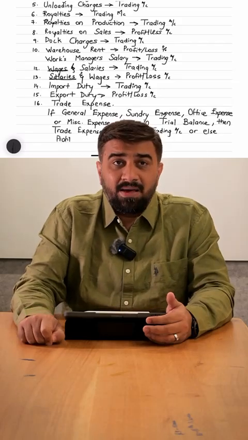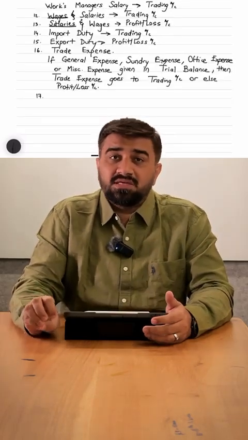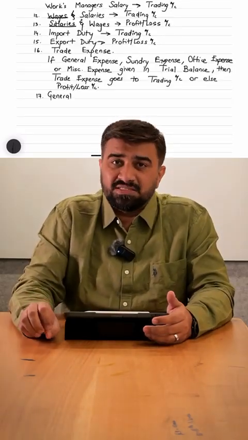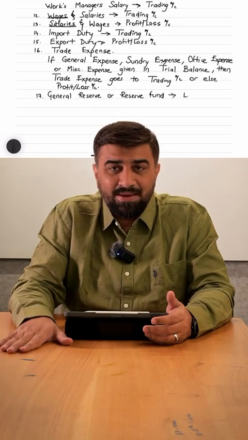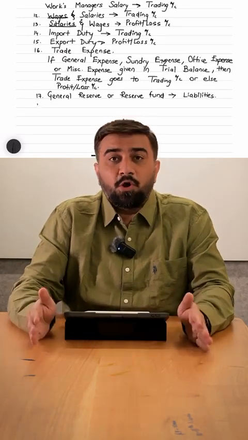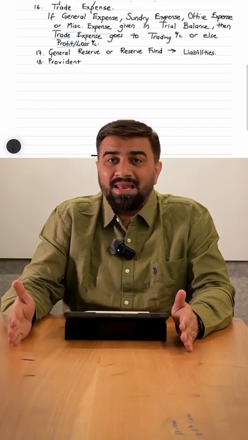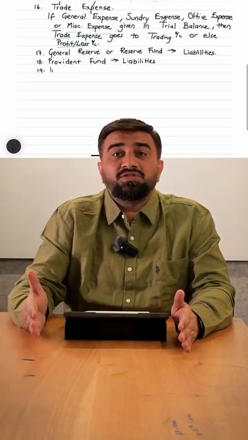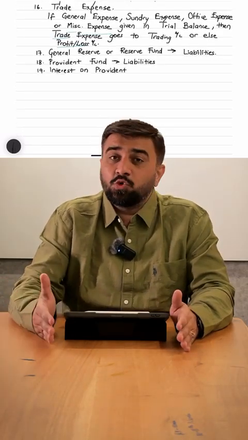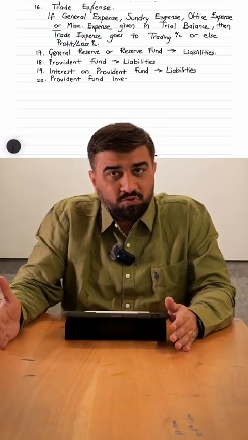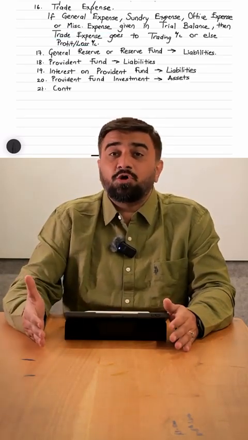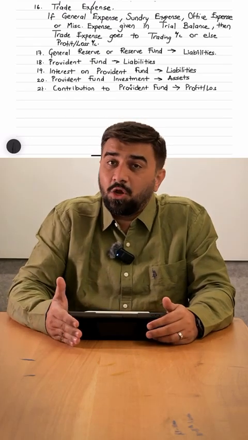Then, in trial balance, if general reserve is given or reserve fund is given for final accounts topic, it goes to balance sheet liability. Then, provident fund goes to balance sheet liability. Interest on provident fund investment goes to balance sheet liability, provident fund investment goes to asset, and provident fund contribution goes to profit and loss account.